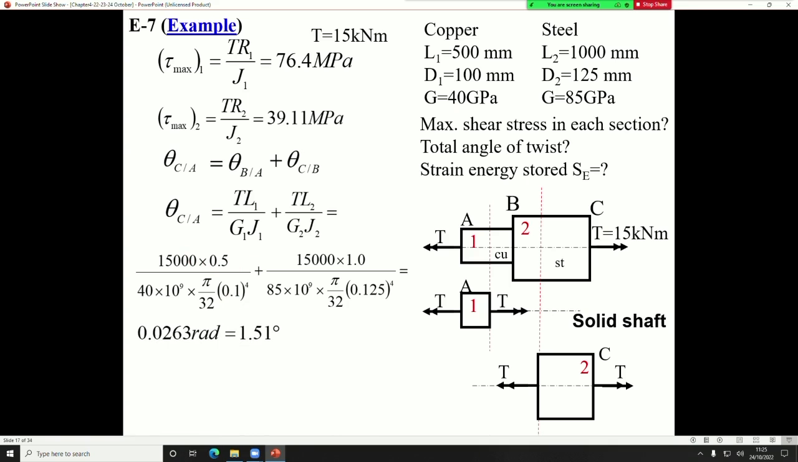The strain energy stored, I just multiply the total angle of twist in radians by T and divided by 2. Or you can use T squared, the equation I showed you, T squared L divided by 2 GJ for each one of them individually and add them up. But this is much easier if you find the angle of twist for the whole section, for the whole structure, and then multiply it by T divided by 2.